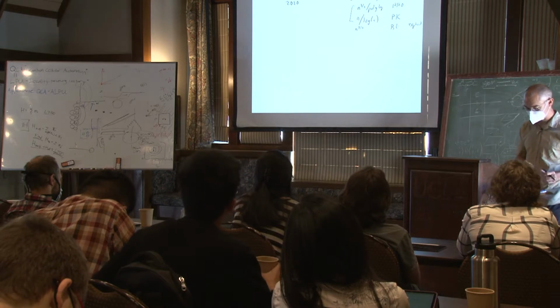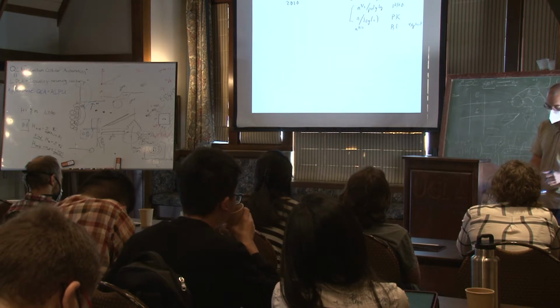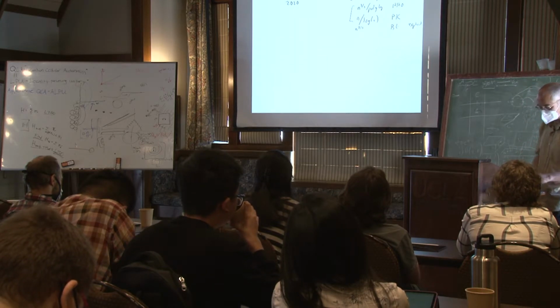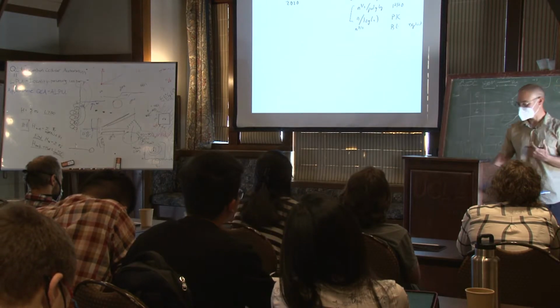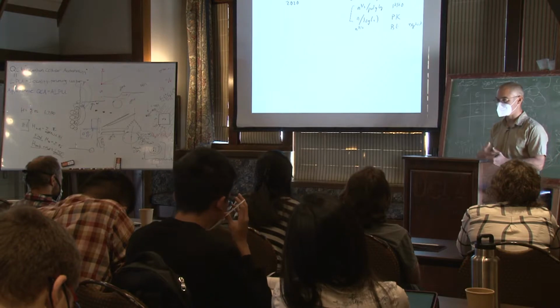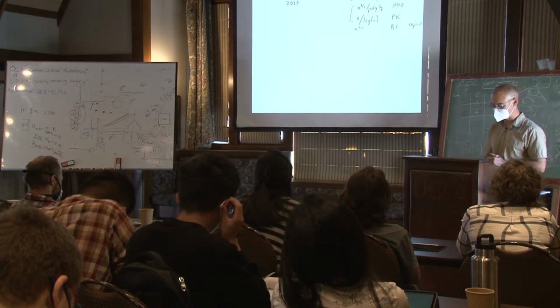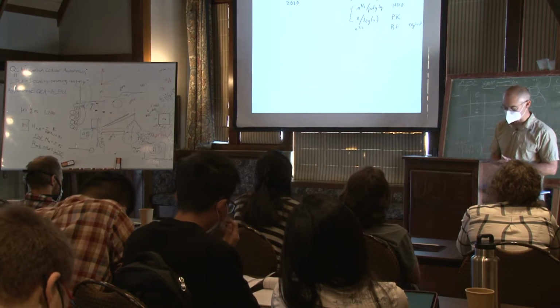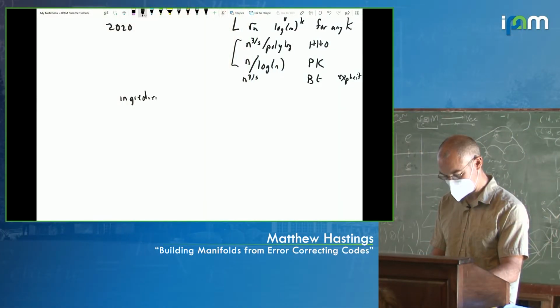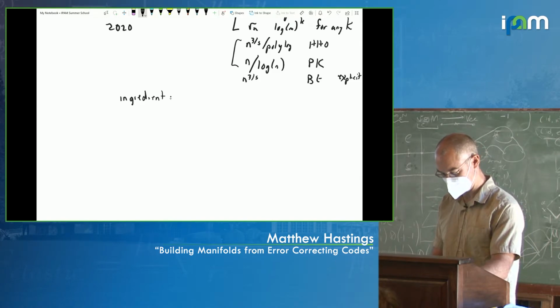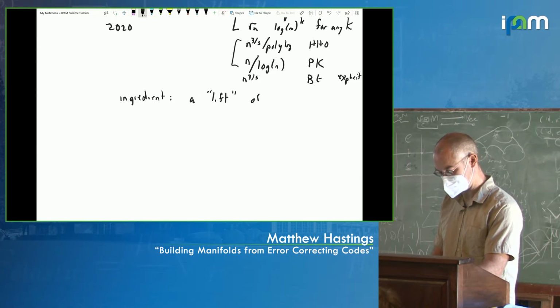So now I want to talk about how we can build a manifold from a code. Given a code, how can we define a manifold and some cellulation on the manifold that will give us back something with the properties inspired by the code? One of the ingredients we're going to need is not just a quantum error correcting code, but a lift of a quantum error correcting code. And what does a lift mean?